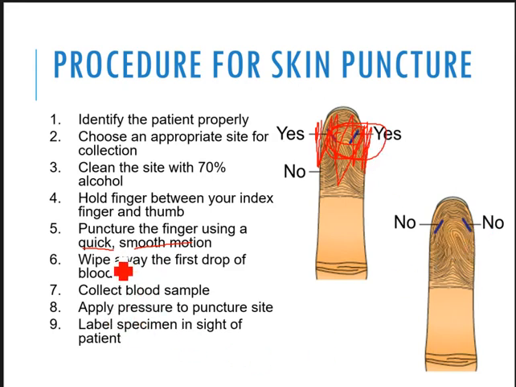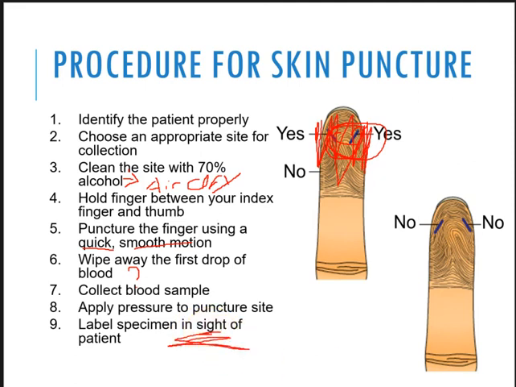Wipe away the first drop of blood. Why man? Because the first drop of blood, it is usually contaminated with tissues, okay, with bodily tissues and excess alcohol. Okay? So take note guys, when you clean the site, allow it to air dry. Do not fan it, do not blow on it kay mo contaminate na pod. So air dry lang usa before you make the puncture. And then you collect the blood sample. After that, apply pressure to puncture site using cotton, and of course label the specimen in sight of patient. So dapat makakita ang patient.